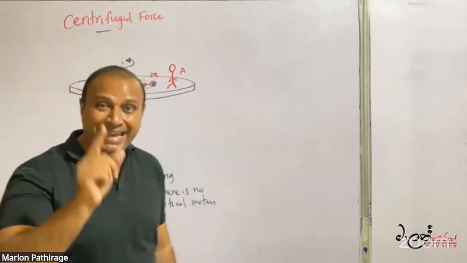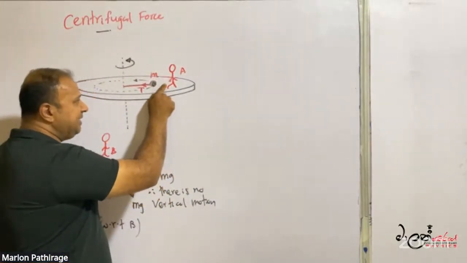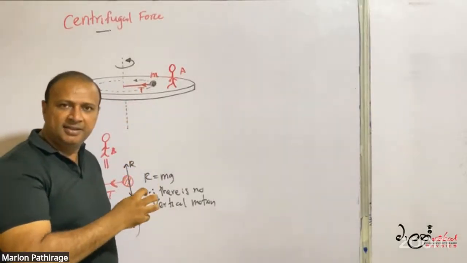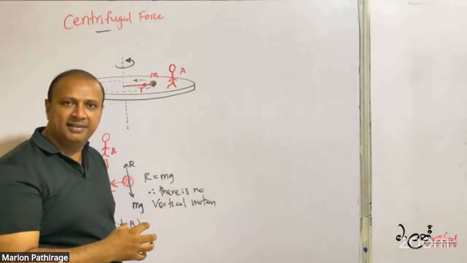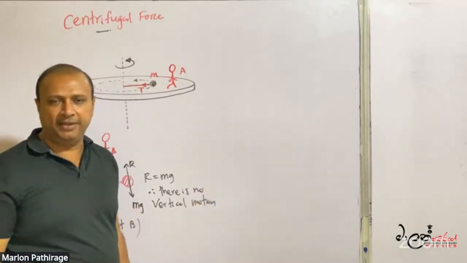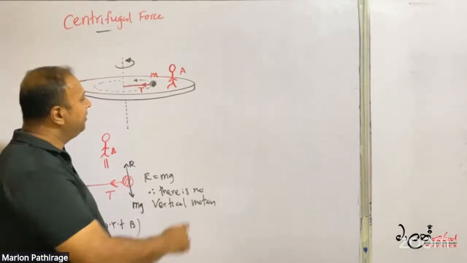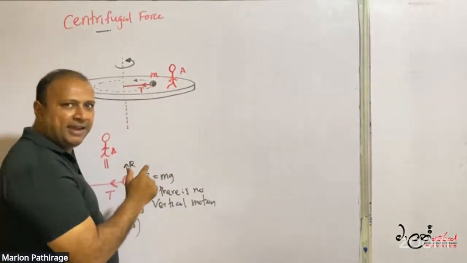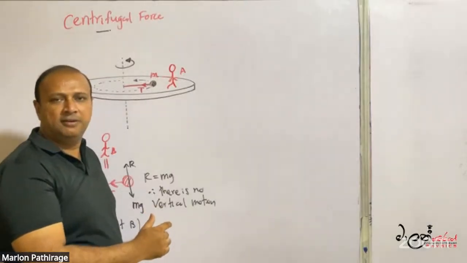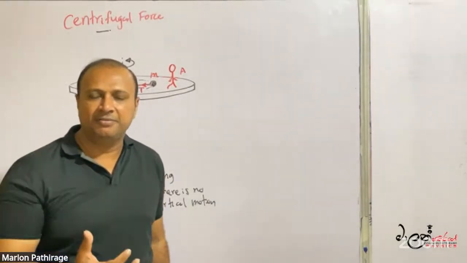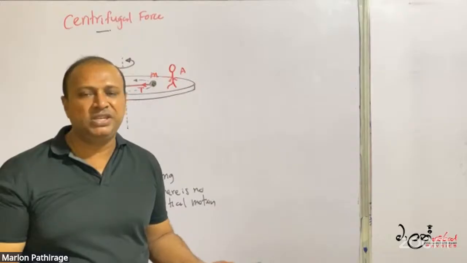But A can see there is a tension force. The string is in tension. Therefore, according to A, he can feel there is a tension force, but he cannot see any motion.